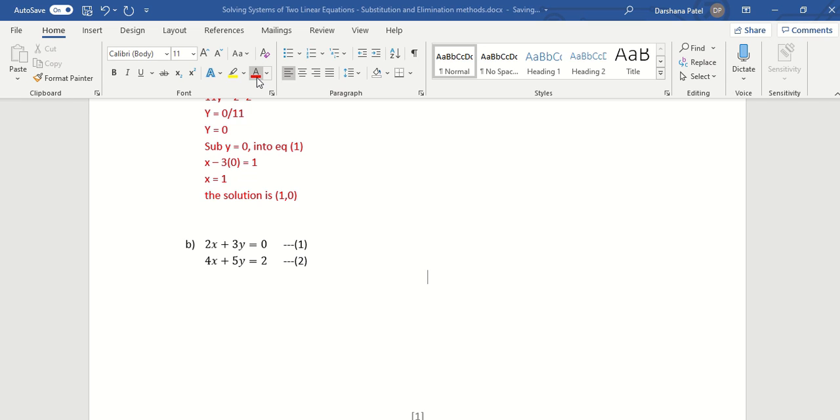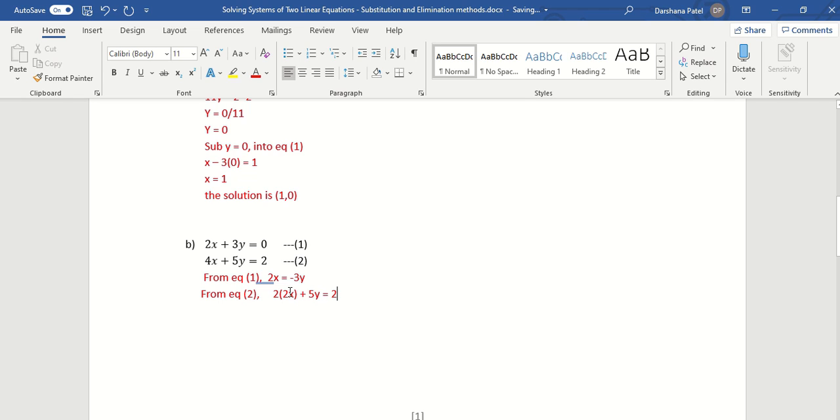So you'll have a fraction. Or if you want to avoid fractions, you can just simplify from equation 1 for 2x, not for x. So from equation 1, we can say 2x equals negative 3y. Once we have this, I'm going to write equation 2 like this. Instead of 4x, I'm going to claim 4x is the same as 2 times 2x. So I'm separating 4x a little bit, plus 5y equals 2.